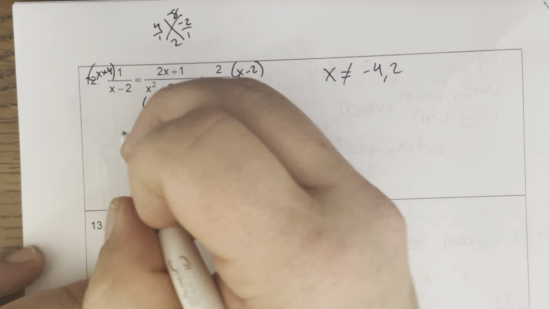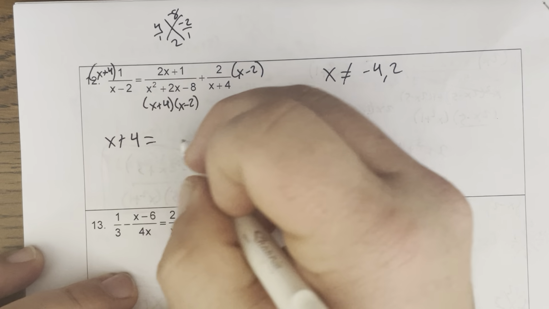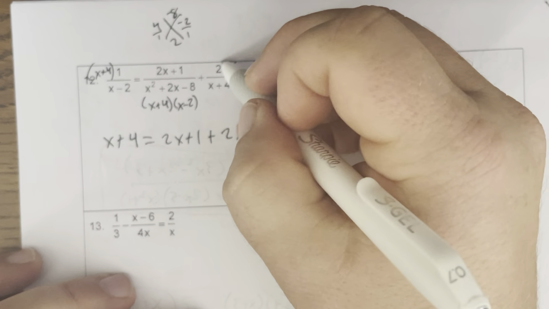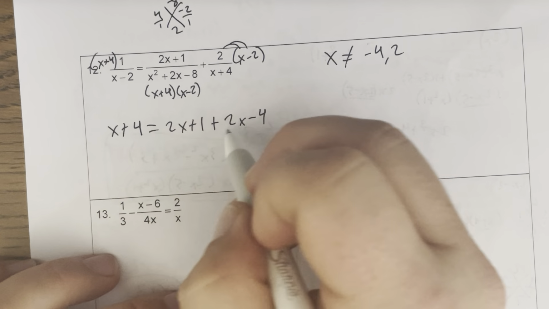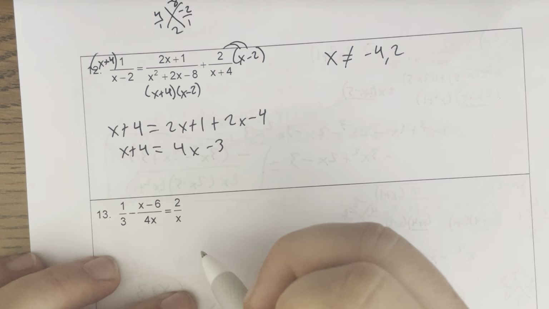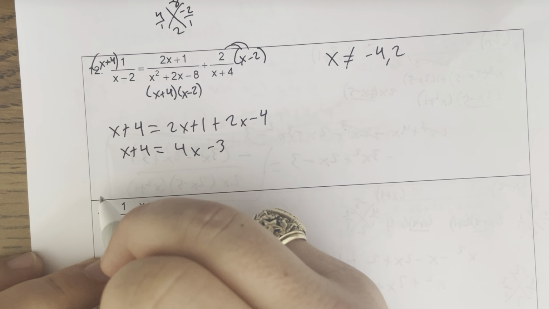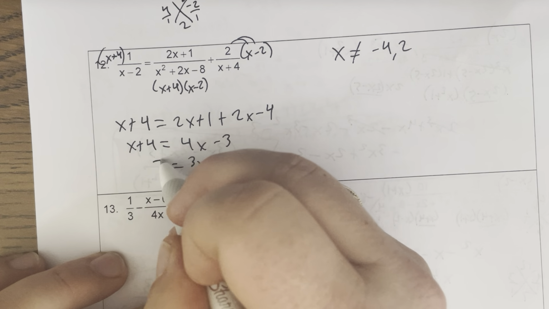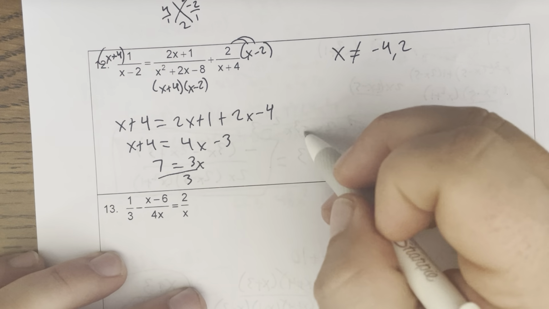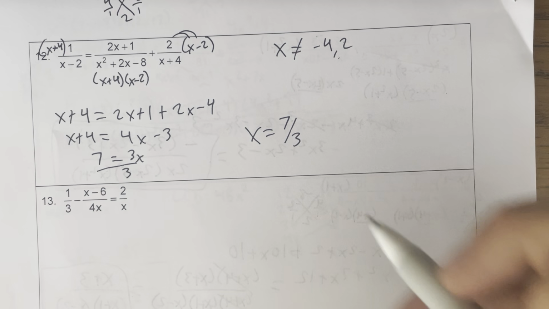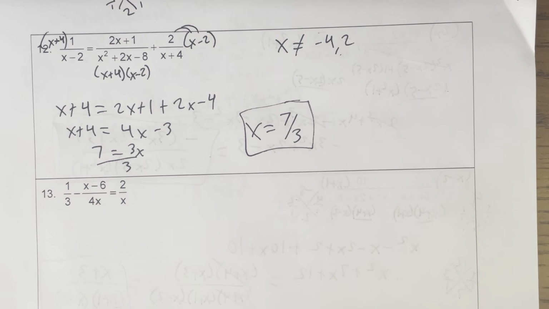And so now I'm going to distribute the 1 to get x plus 4 is equal to 2x plus 1 plus 2x minus 4 by distributing that 2 over there. I'm going to combine like terms over here. x plus 4 equals 4x minus 3. And now I want to get x's on one side, non-x's on the other. And so I'll move the x over to get 3x, move the 3 over to get 7, divide by 3, so x equals 7 over 3. It doesn't conflict with one of those, and we could check our answer and make sure we got the right answer.